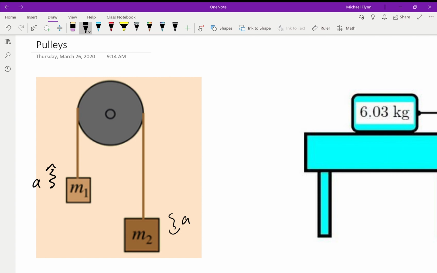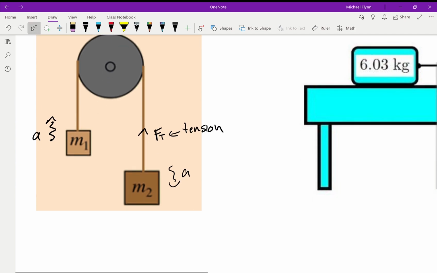You notice they're connected by a string. Ropes can only pull. That's the thing about tension in a rope. So this rope has to be pulling up. That's tension, pulling that mass up. Of course, gravity is pulling it down. And for the larger mass, gravity is greater than the tension, and so that guy goes down.